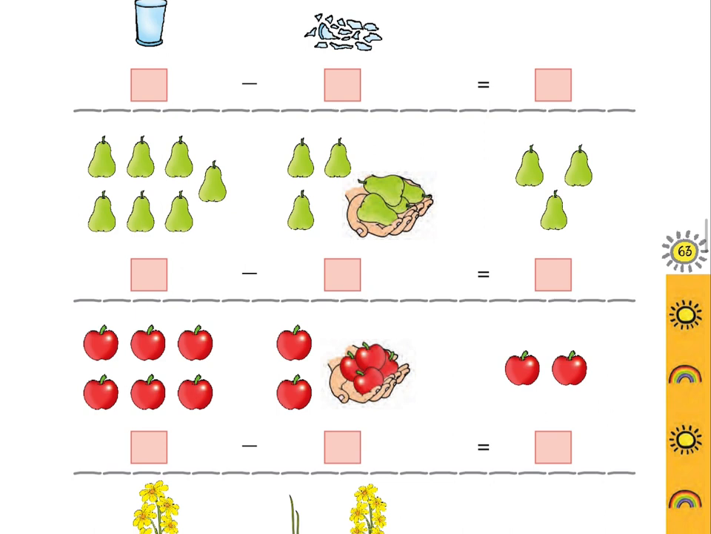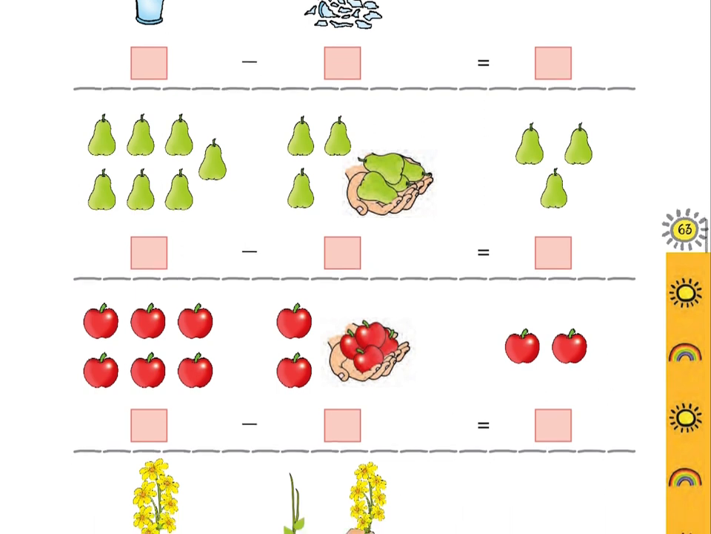Part 2, Picture 1 shows 7 pears. Pear is a fruit. Write the number of pears in the empty writing space below the picture. Picture 2 shows 4 pears are taken away.